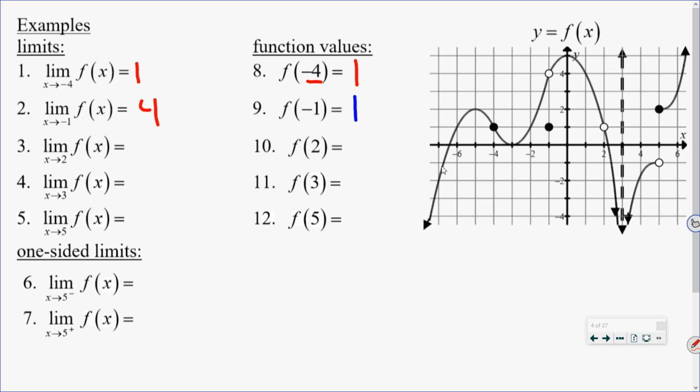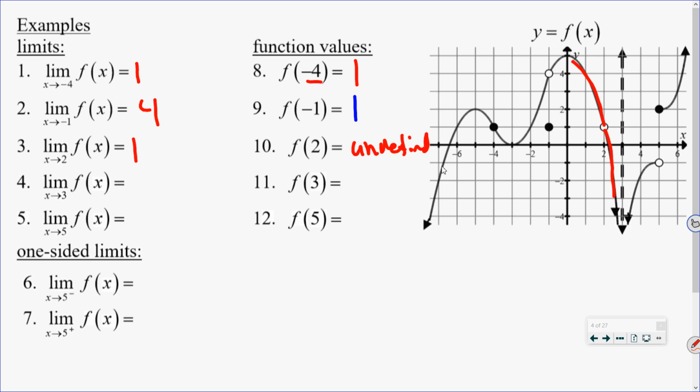Let's do the limit as x approaches 2. I'm coming over here. As I get closer to 2, my y value is getting closer to 1. As I get closer to 2 from that side, my y value is also getting closer to 1. So my answer is 1. Let's do number 10. What is f of 2? If I plug 2 into my function, there's just a hole in the graph. There is no point. So let's put over here it's undefined, or we can put does not exist.